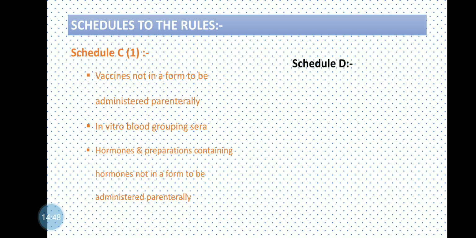Then next, that is your Schedule D. Schedule D specifies the class of drug, extent and conditions of exemption for import of drugs. What is your Schedule D? Class of drug, extent and conditions of exemption for import of drugs. There are certain drugs which are specified in your Schedule D, and they are exempted from the conditions which are applicable for import of drugs.